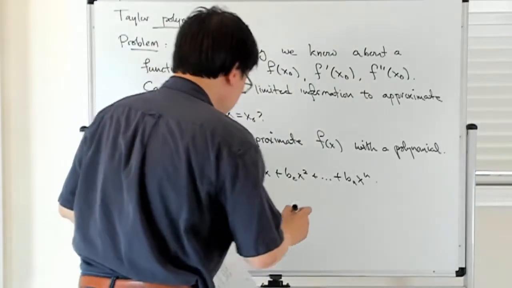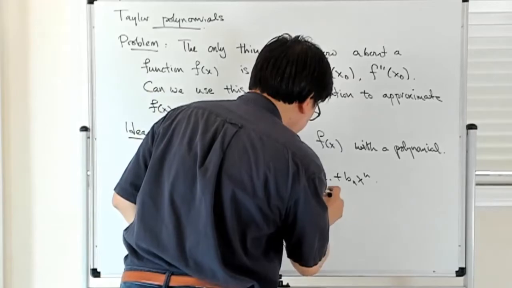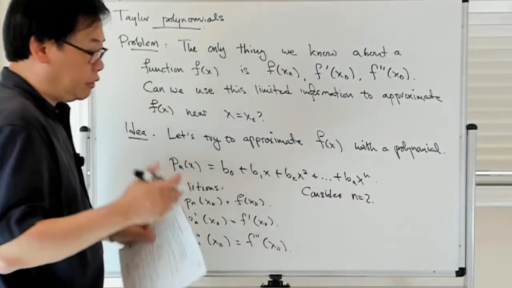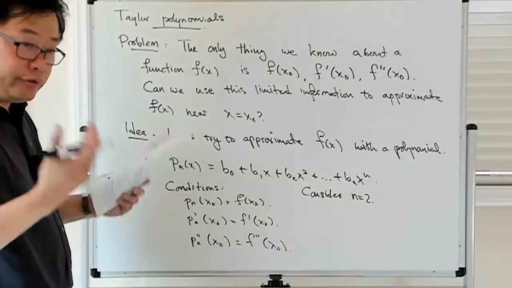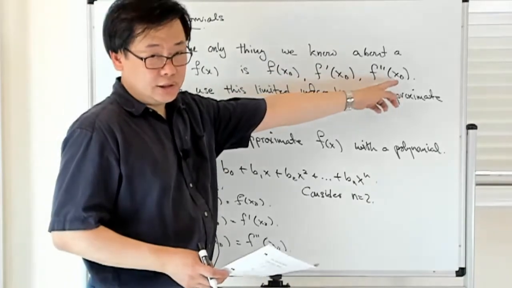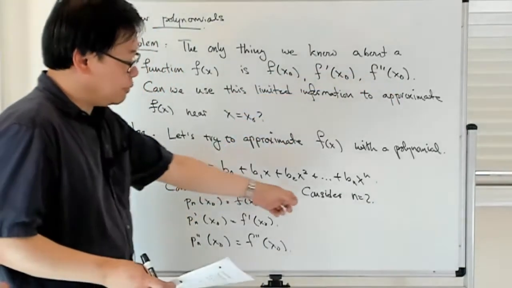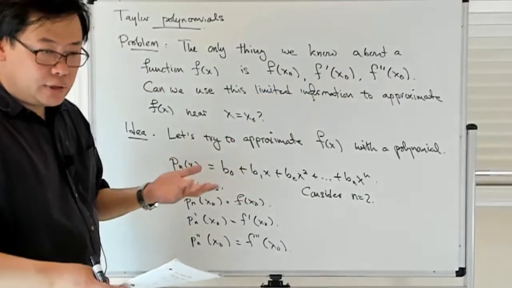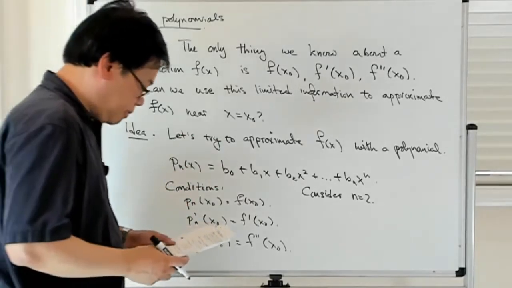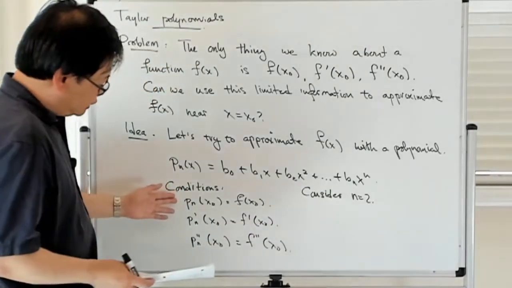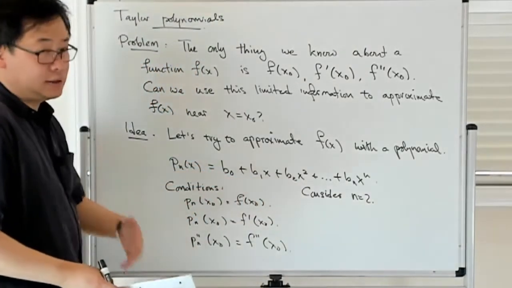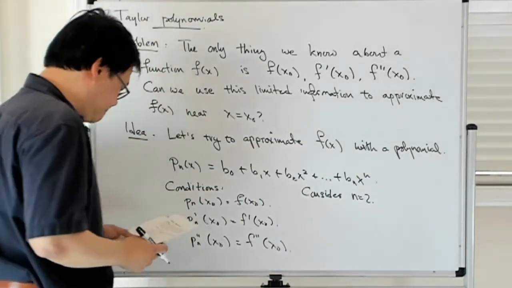So let's just consider n equals 2, right? Because if you have a polynomial of degree 2, there are three coefficients, and you have these three conditions here. So that's really the best you can do if you want to find a unique polynomial which satisfies this condition. The polynomial of degree at most 2 which satisfies these conditions is uniquely defined, as we'll see in a little bit.